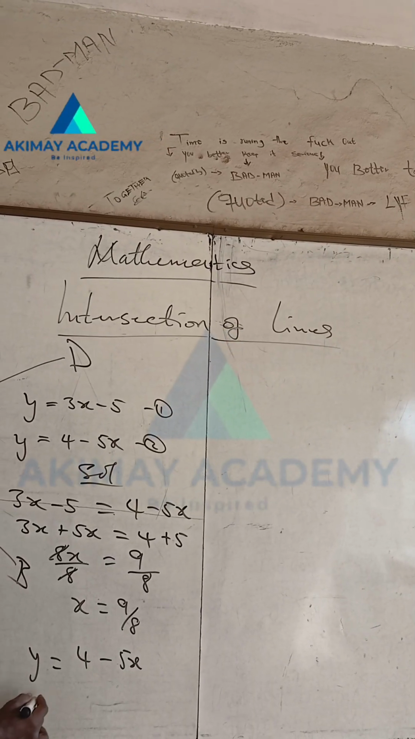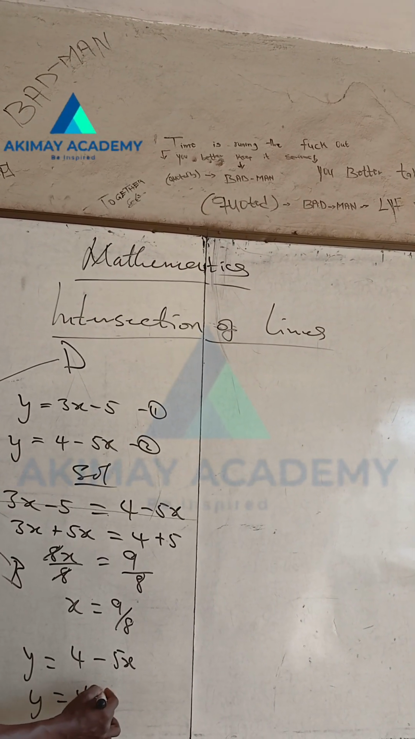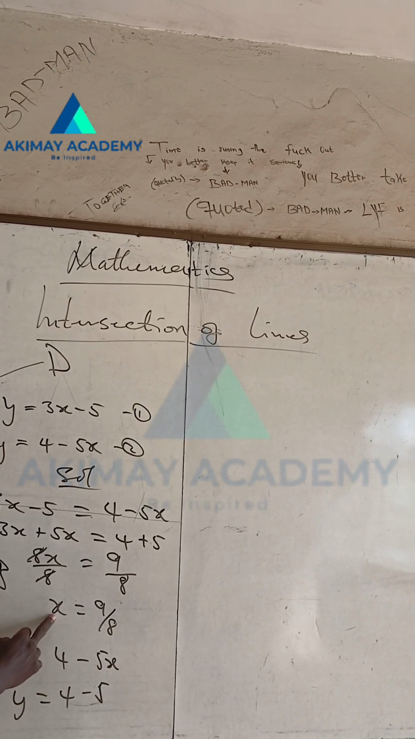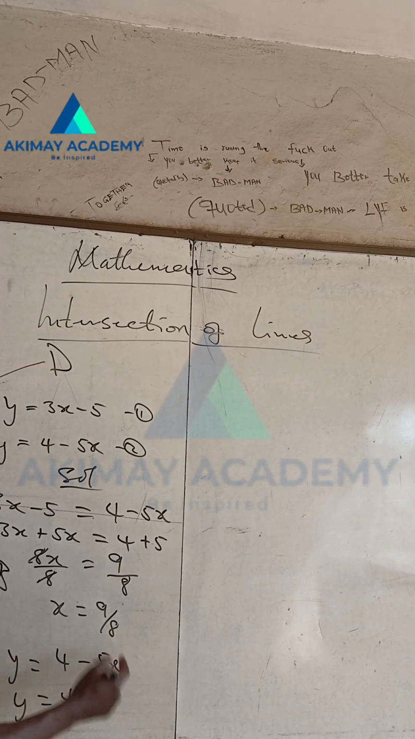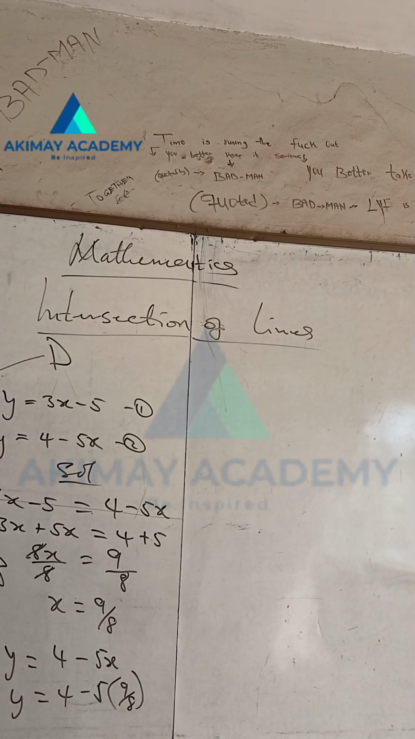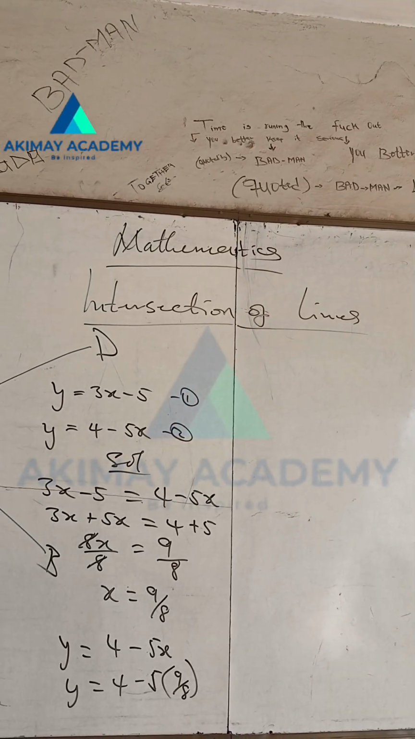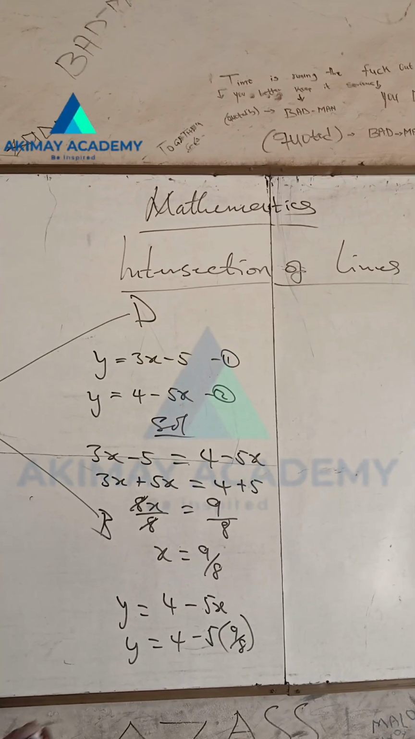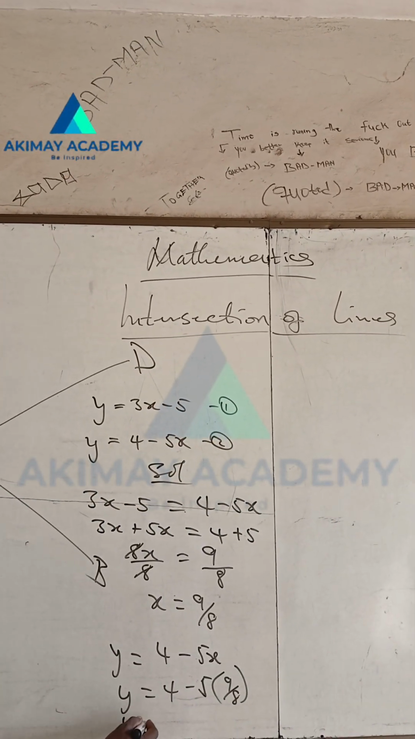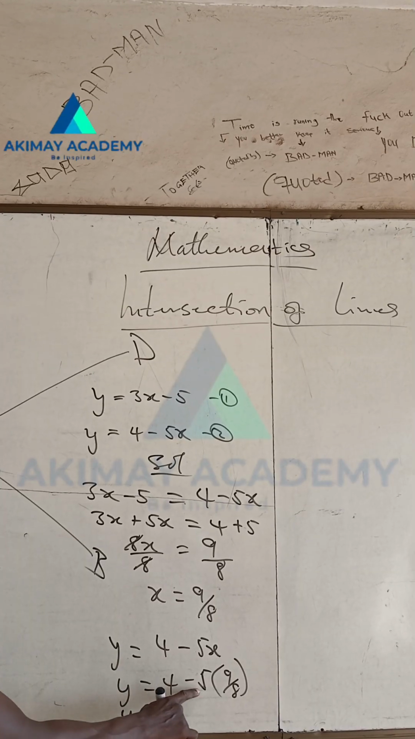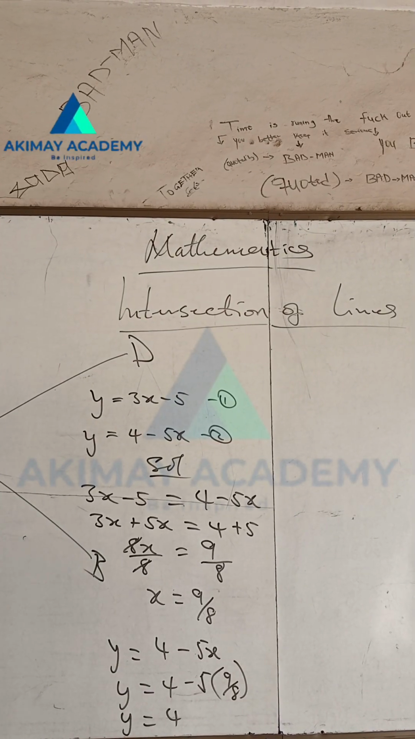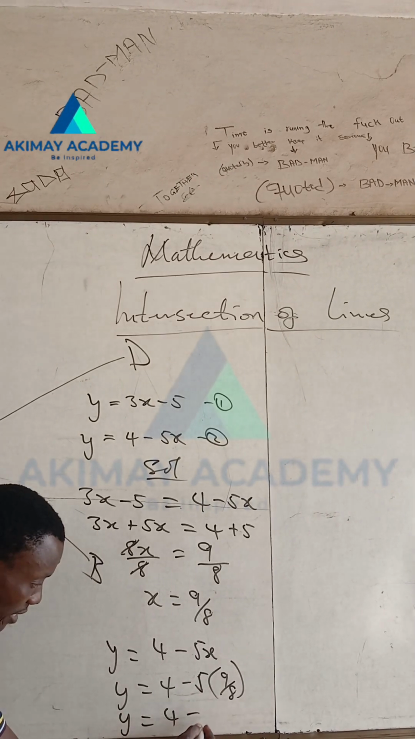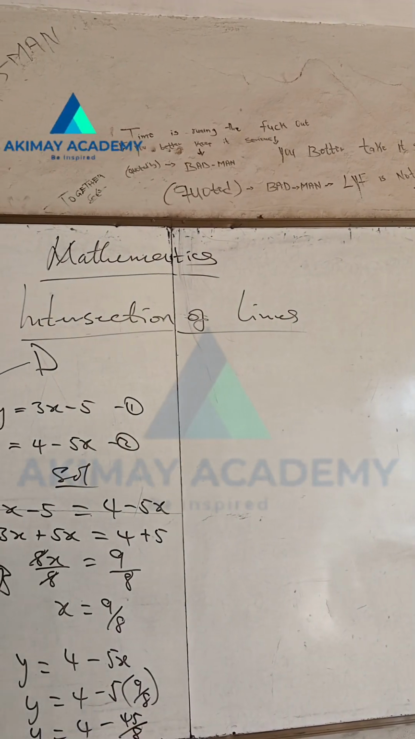So y is equal to, wherever we see x. This is x. We got x to be 9 on 8. So in place of x, we put 9 on 8 over there. Then we can simplify this one nicely. So here we have y equals 4. You see our minus 5 is multiplying 9 on 8, so we multiply by the 9. So you are going to have minus 45 on 8.